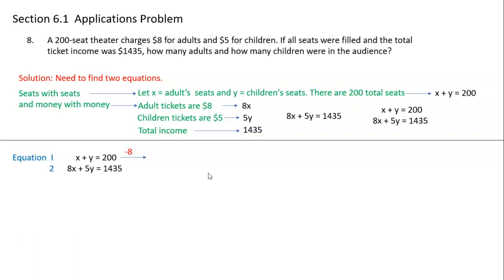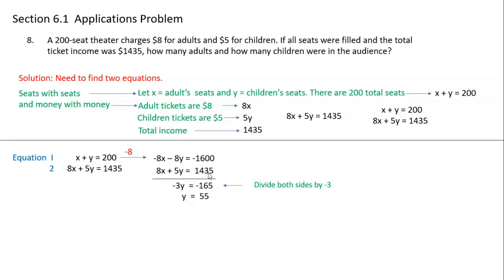So I'm going to multiply equation 1 by negative 8. It's going to give me negative 8x minus 8y is equal to negative 1600. I'm going to add this to equation 2. By adding these two equations, we see that we eliminated our x variable and leave us just with the y. Again, negative 3y is equal to negative 165. To solve for y, I'm going to divide both sides by negative 3. And when I do that, I get y equals 55.